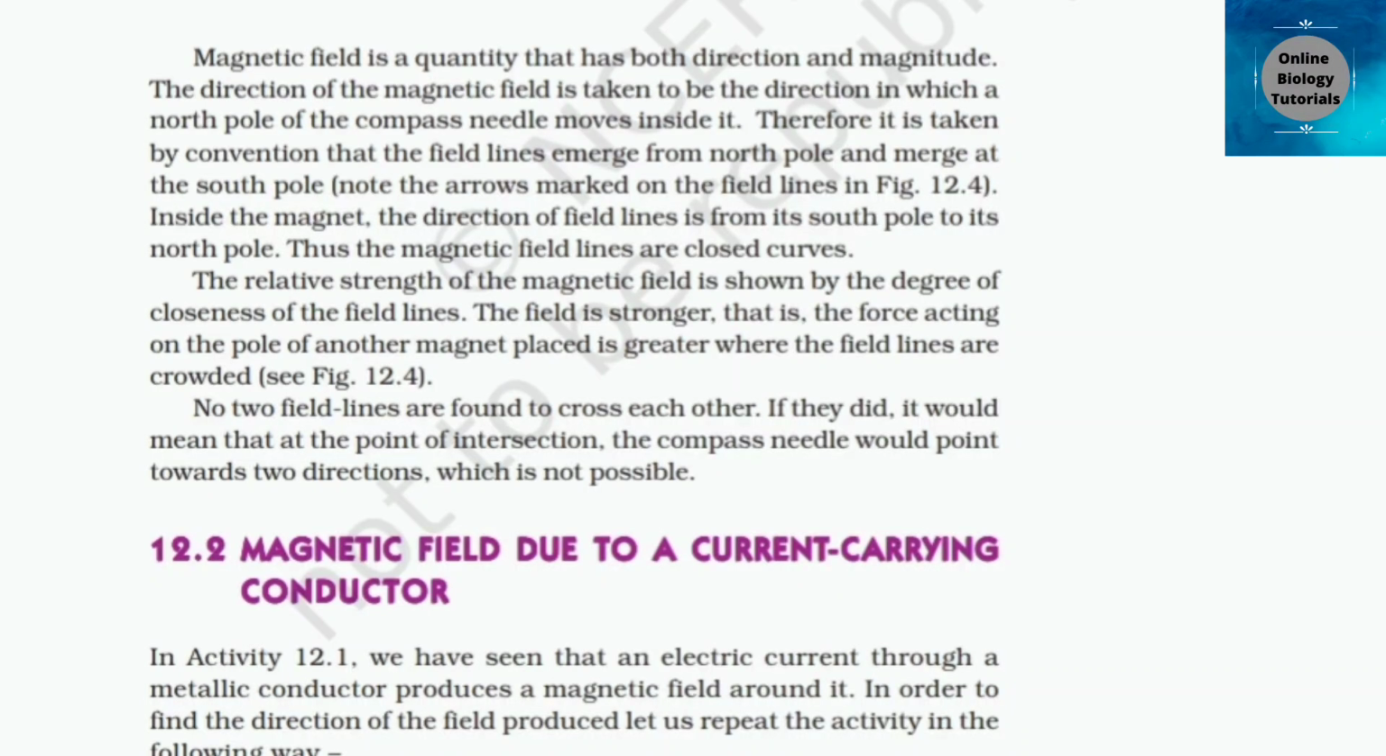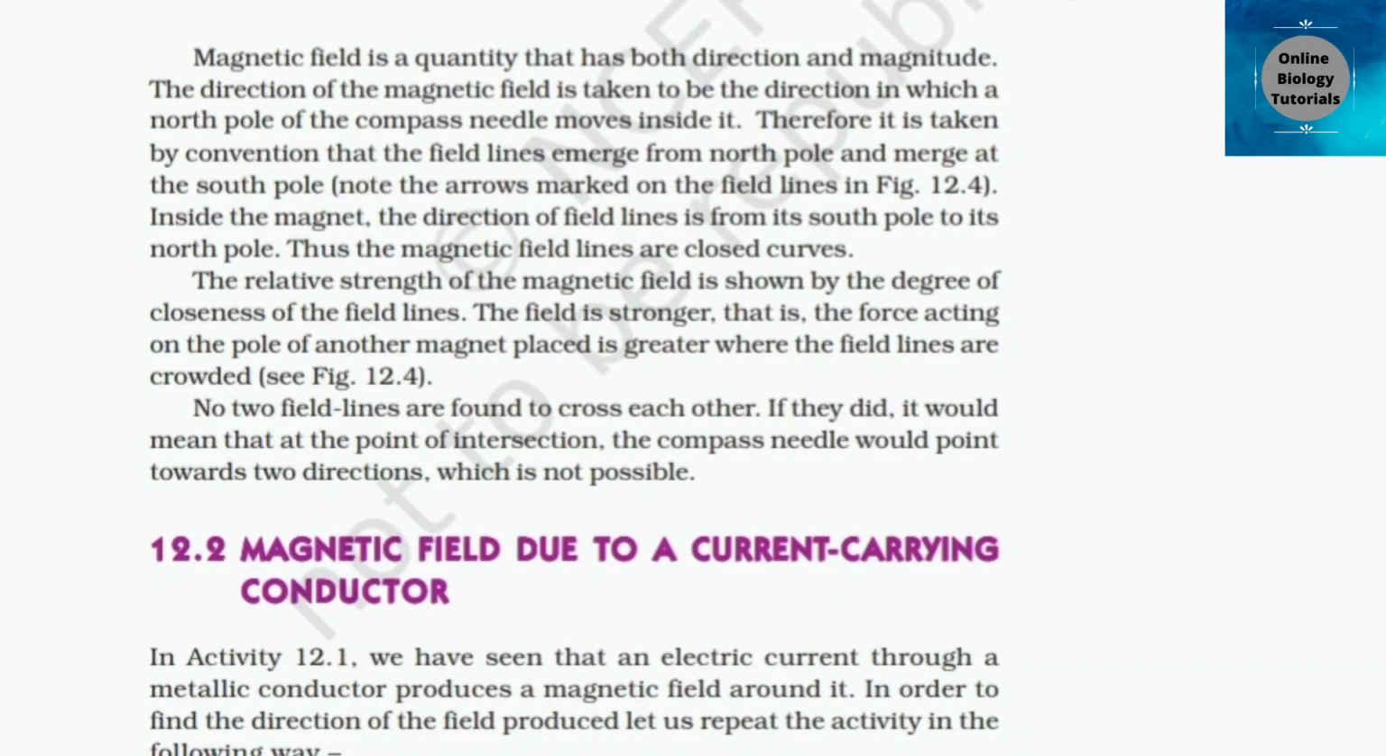The field is stronger, that is, the force acting on the pole of another magnet placed is greater, where the field lines are crowded. See Figure 12.4. No two field lines are found to cross each other. If they did, it would mean that at the point of intersection, the compass needle would point towards two directions, which is not possible.